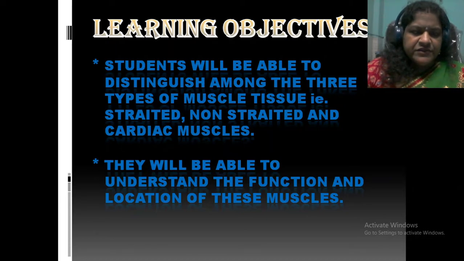Learning objectives. By the end of the session, students will be able to distinguish among the three types of muscle tissues, that is striated, non-striated and cardiac muscles. They will be able to understand the function and location of these muscles.